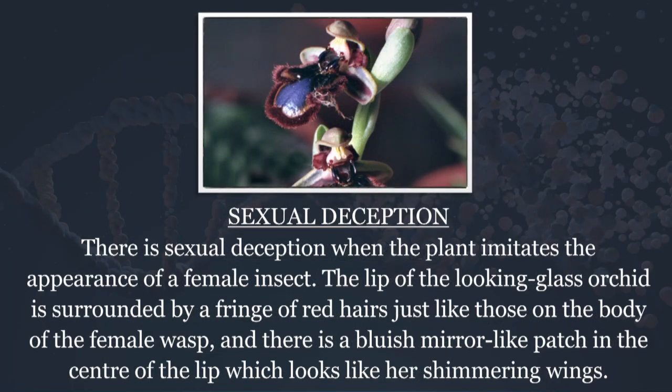There's sexual deception when the plant imitates the appearance of a female insect. The lip of the looking glass orchid is surrounded by a fringe of red hairs, just like those on the body of the female wasp. And there's a bluish mirror-like patch in the center of the lip, which looks like her shimmering wings. And so it's made so that the male wasp will come over and be very interested, and in the process is pollinating this little orchid.